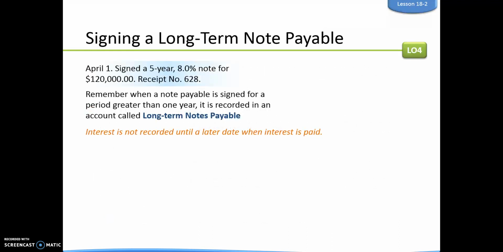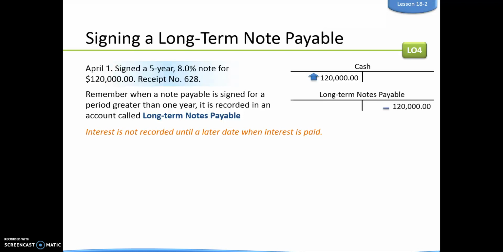So if we sign a 5-year 8% note for $120,000 on April 1st, our cash goes up because that's what we are asking for, and our long-term notes payable also goes up. And I just put on here, remember that when a note payable is signed for a period greater than a year, we put it as a long-term note payable instead of just notes payable.